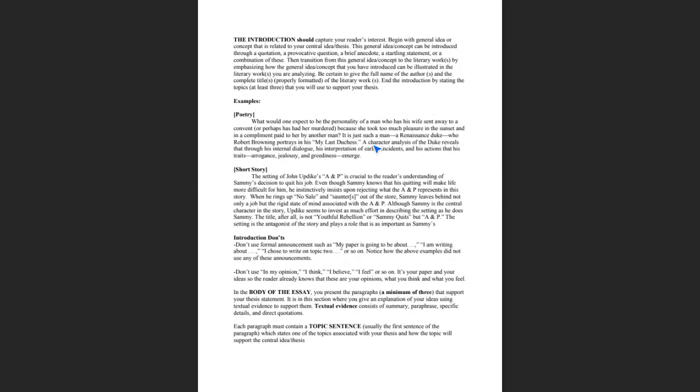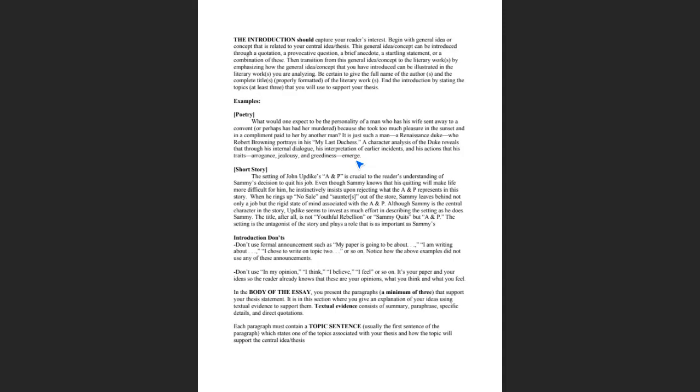She writes, a character analysis of the Duke reveals that through his internal dialogue, his interpretation of earlier incidents, and his actions, his traits, arrogance, jealousy, and greediness emerge. So this is what this student is going to illustrate and prove in her paper. And so this is a perfect example of a thesis statement, an introduction for a poetry paper.